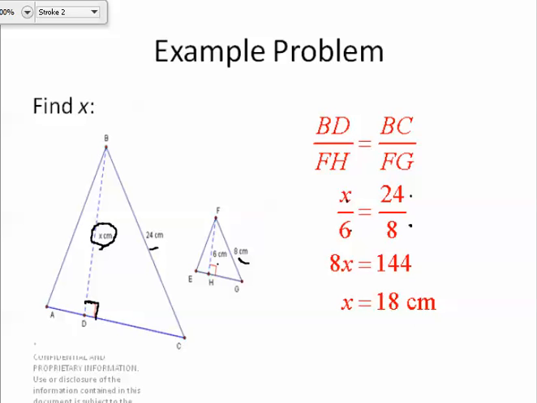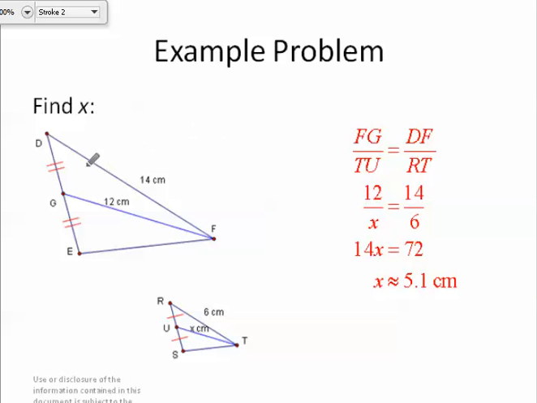Okay, simple enough. This one is the median one, where I've got a side that's divided in half. See how these things are equal to each other, divided in half, from that point back to the vertices. Cool. Well, that means this is a median. That's one of those that we can set up. And I can say that 12 divided by x is equal to 14 divided by 6. And when I solve that, I get approximately 5.1 centimeters.